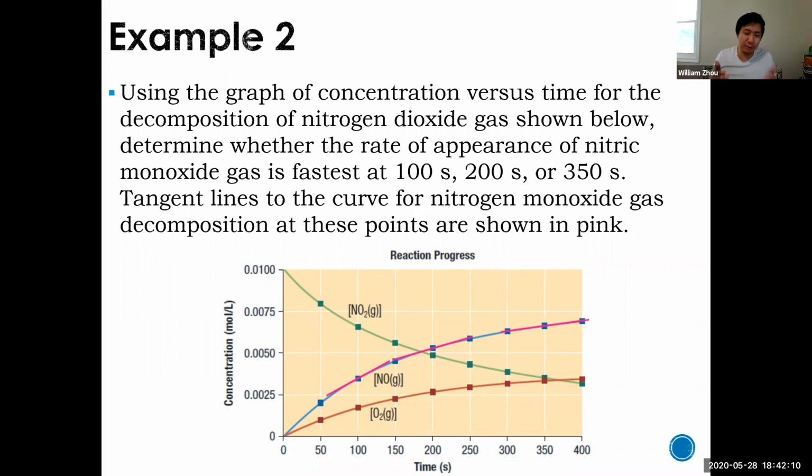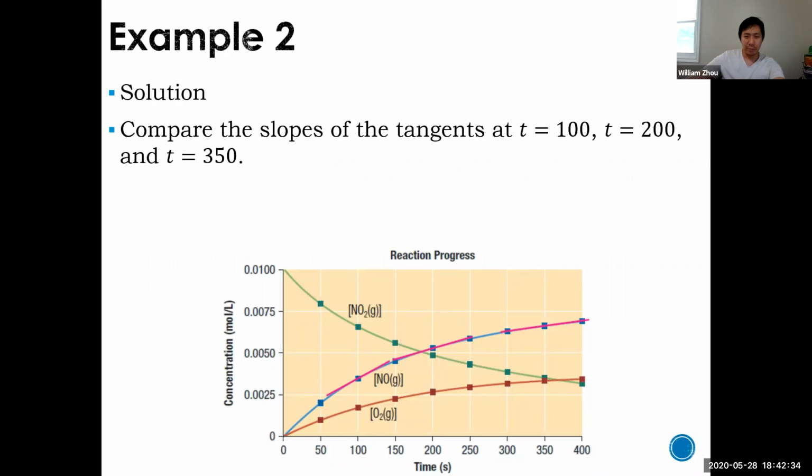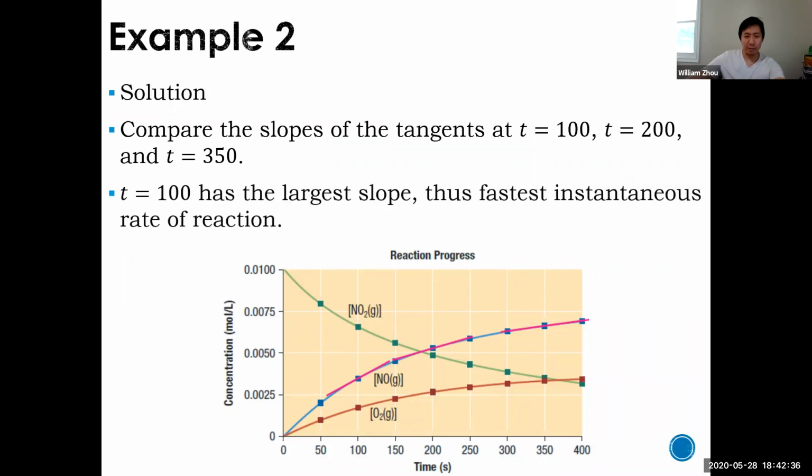All we have to do is look at the steepness of the slope. The steeper, the more slanted the slope is, the higher the rate of change, and the more flattened the slope, the slower the rate of change. And because the graph is slowing down, the earliest one at 100 is the steepest slope, at 350 is almost 0. So all you have to do is just compare the slopes, and you realize at t equals 100, you have the largest slope, thus fastest instantaneous rate of reaction. Okay, so is that clear?